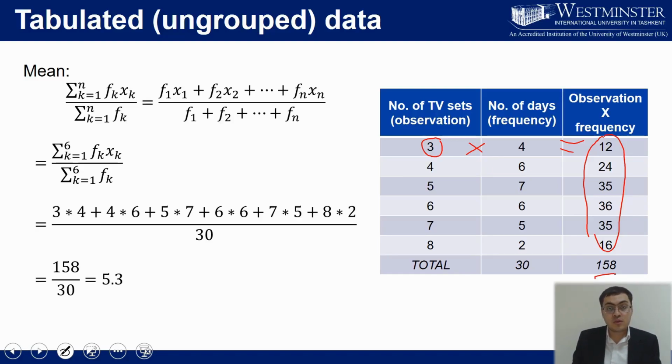I divide it by the total number of observations that I have. Remember, it was over the course of a month, so that's going to be 30 days. And if I take 158 divided by 30, I get 5.3 as the mean. So the average number of TV sets they have sold in a day is 5.3.